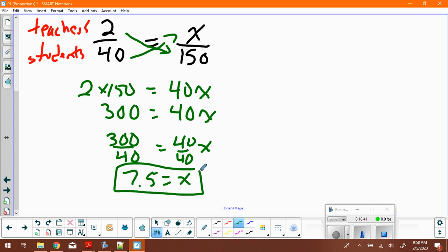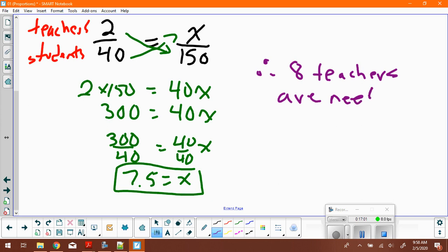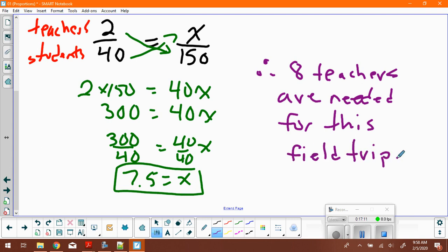Now, obviously, you cannot actually have 7.5 teachers go. So when I write my concluding statement, I need to reflect that. Therefore, 8 teachers are needed for this field trip. We have to round that up because we need more teachers, not less.